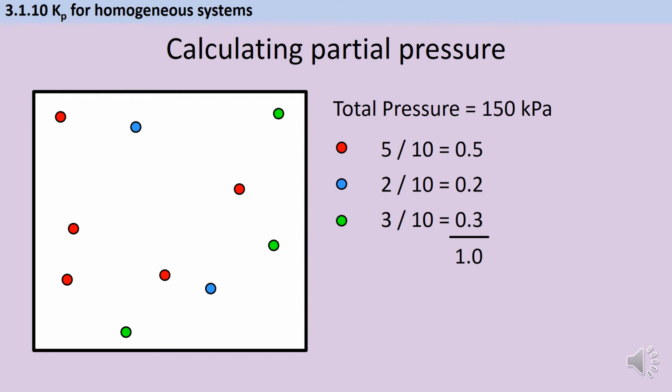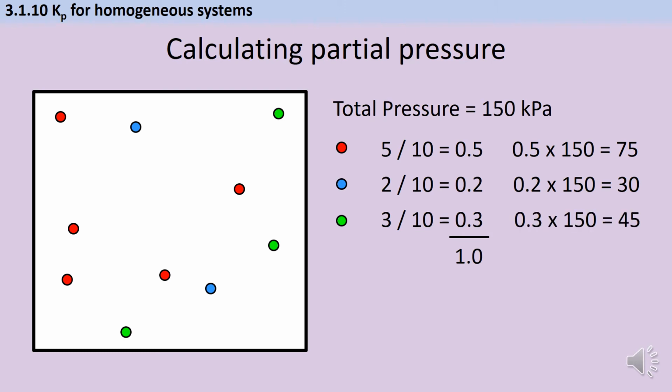Now, if I know that in total the pressure in that box is 150 kilopascals, I can do a quick multiplication to work out what the partial pressure for each gas is. So that 5 out of 10 red gas particles, that's exerting a pressure of 75 kilopascals. And the 2 out of 10 blue gas particles are exerting a partial pressure of 30, and the green is exerting a partial pressure of 45. And again, if I add up all of those partial pressures, I get the same total pressure that I started with. These are the numbers that we're going to put into our Kp expression.